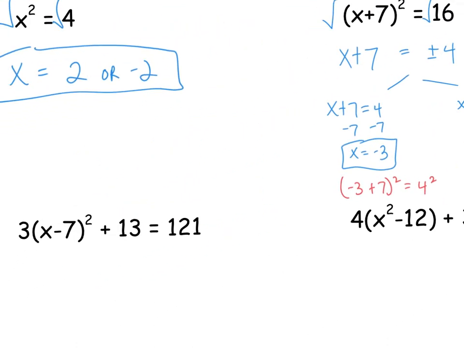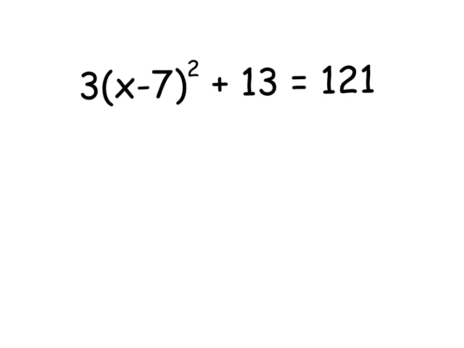All right, let's slide over to the third problem. It's getting a little bit more complicated. We really have to know how to undo our order of operations here. So we've got 3 times the quantity x minus 7 squared, plus 13, equals 121. Once again, I'd encourage you to pause and try this on your own and make sure that you can do this without me doing it for you. But we'll get going on it right now. If you want to just follow along, you can do that too.